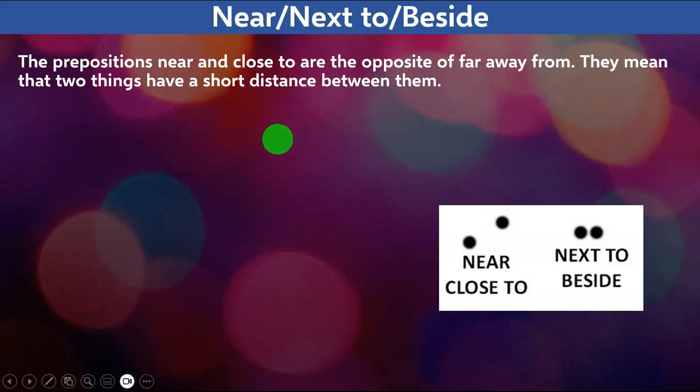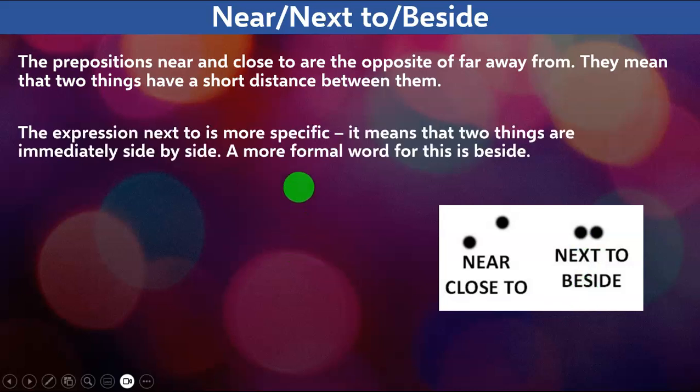So friends, the prepositions near and close to are the opposite of far away from. They mean that two things have a short distance between them, right? Now with this picture it will be more clear. When you say two things are near, that means they are close to each other. They are not touching each other but close to each other. When you say next to, they're almost like touching each other. That means beside each other. The expression next to is more specific. It means that two things are immediately side by side. Okay, as you look in this picture, a more formal word for this is beside, right? As you can see in the image here.